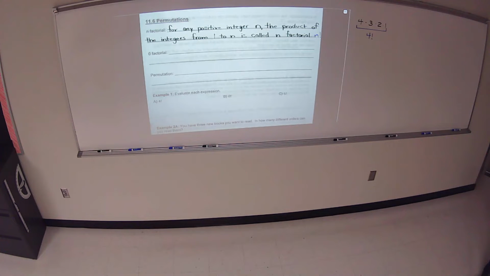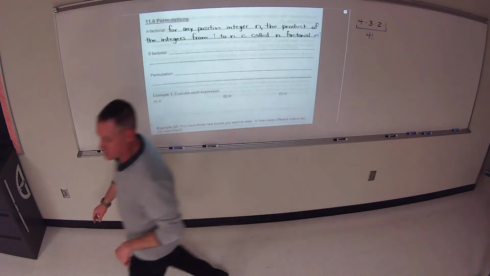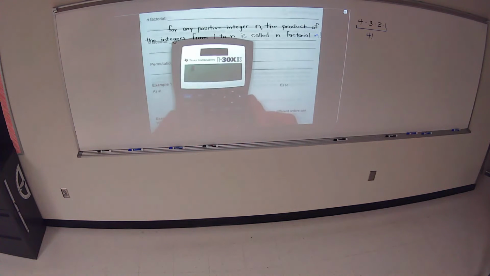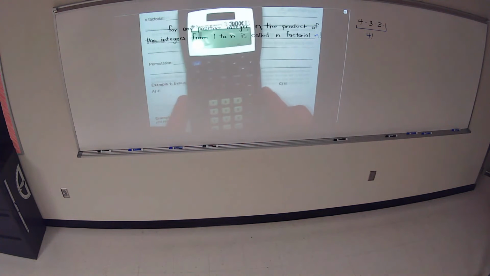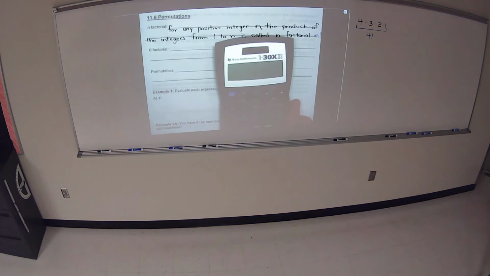And there is one button on your calculator that actually will do that entire multiplication for you. Okay? So I actually want to show that to you right now before we go into our next definitions. If you would like to find the factorial of a number, I'm using this calculator. A lot of you have this one. If you don't, I'm going to have to look at yours individually. Sorry.